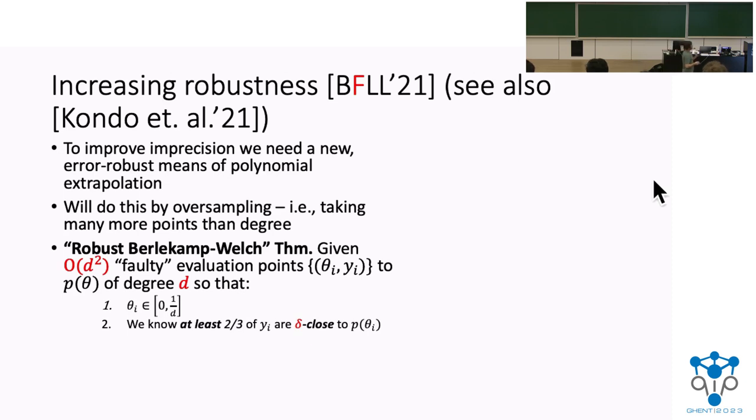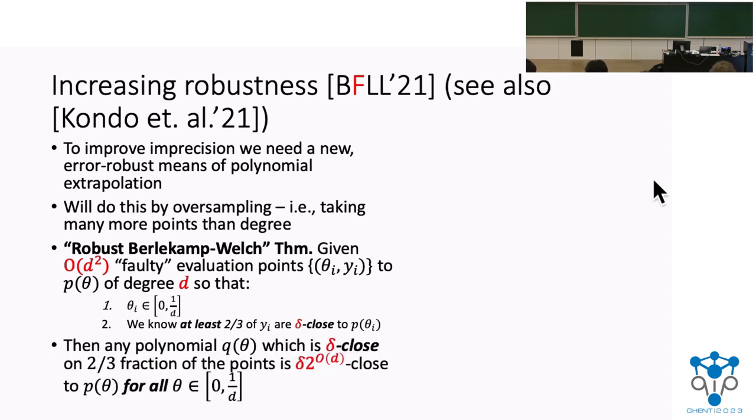Two, we know that at least 2/3 of these points delta approximate the evaluation of the true polynomial. Okay? So in other words, 2/3 of these points, theta i, y i, are such that y i is a good delta approximation to the output probability of the i-th circuit, but then there's 1/3 of these points that might be very far away from any of the circuits. Okay? Now, here's what we show.